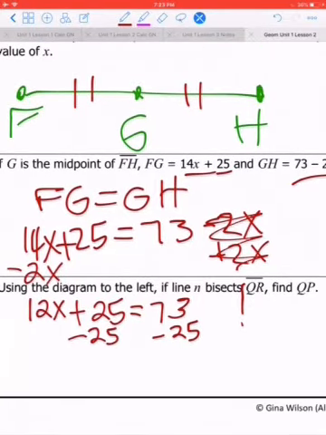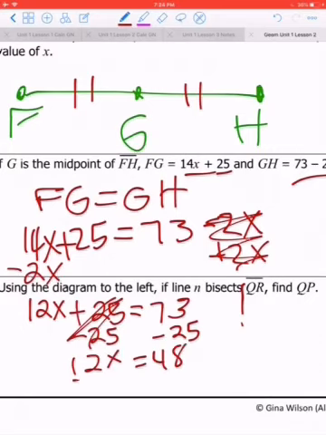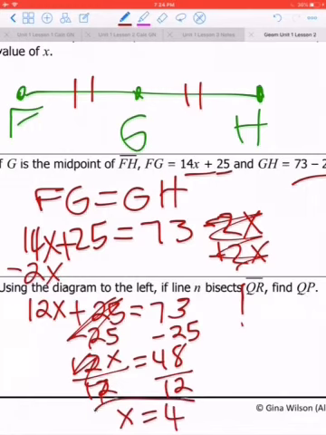Should be 48. Okay, so 12x equals 48, and I double checked just to be sure, because I would hate for you to subtract wrong and get everything else right. Okay, so x equals 4.